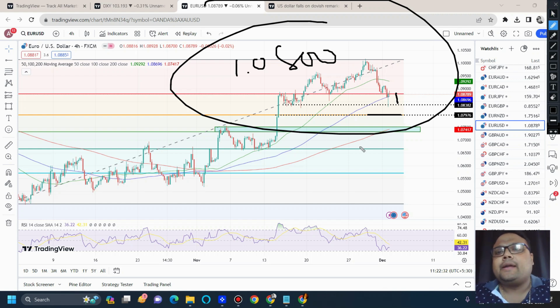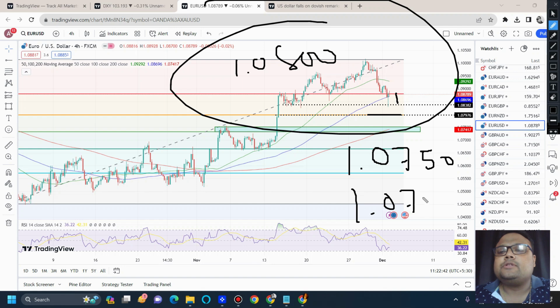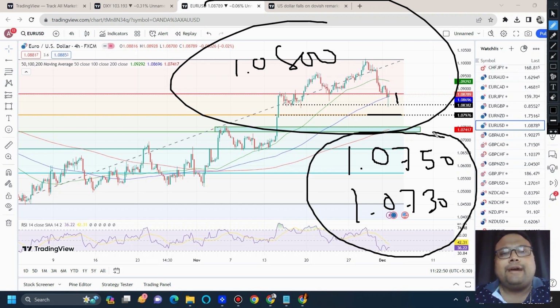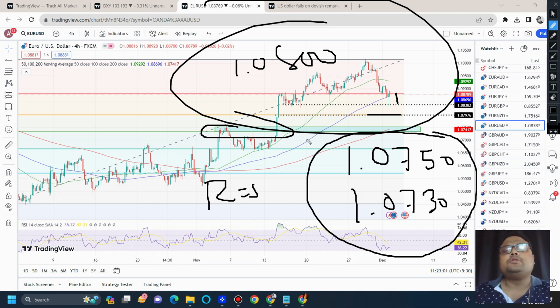And in case the market shows a good amount of selling pressure, then the next support on the chart of Euro USD will be 1.0750 to 1.0730. This is the strongest support on the chart of Euro USD in front of us. 1.0750, 1.0730 is strong support because of the FIBO 50% retracement level. Along with that, the previous resistance will also be acting as support. So in case the market shows a big, deeper retracement, heavy selling pressure, this is the level where you can expect a bounce.